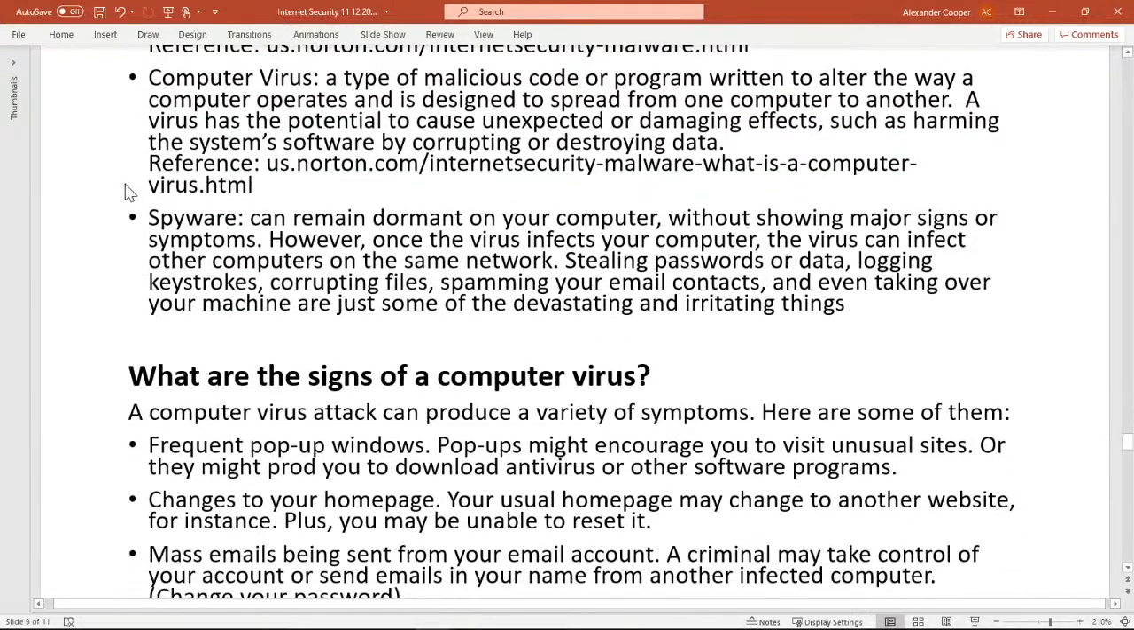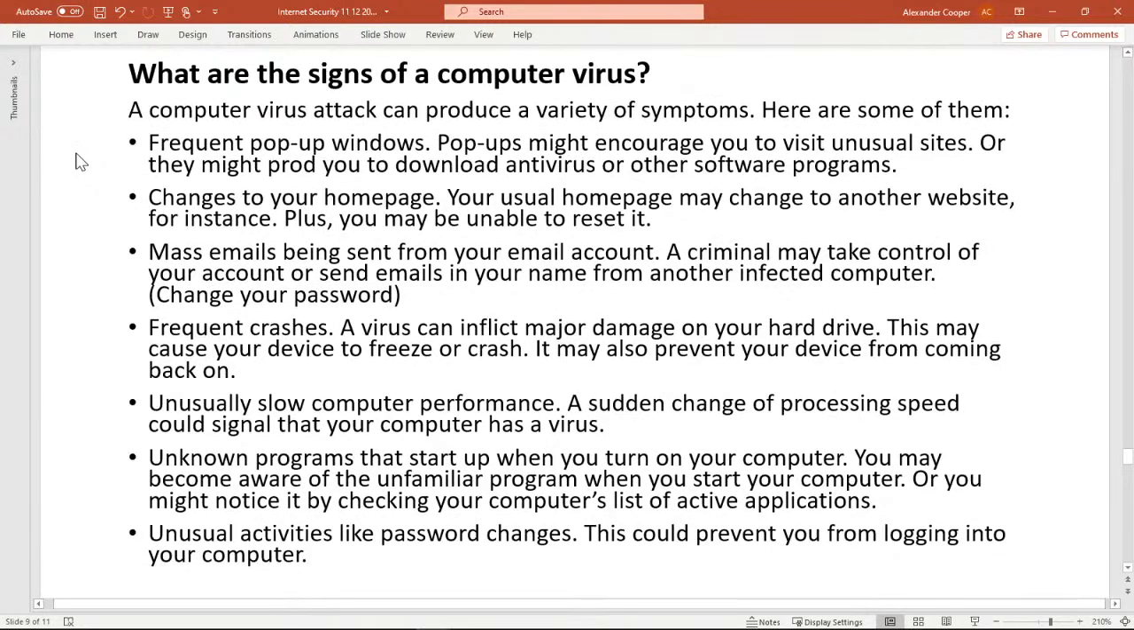So a computer virus is a type of malicious code or program written to alter the way a computer operates. A virus has the potential to cause unexpected or damaging effects, such as harming the software by corrupting or destroying the data. Spyware is something that could be on your computer, like a key logger, recording what keystrokes you make. Spyware can remain dormant on your computer without showing major signs or symptoms. However, once the virus infects your computer, it can infect other computers on the same network, stealing passwords or data, logging keystrokes, corrupting files, spamming your email accounts, and even taking over your machine. These are just some of the devastating and irritating things.